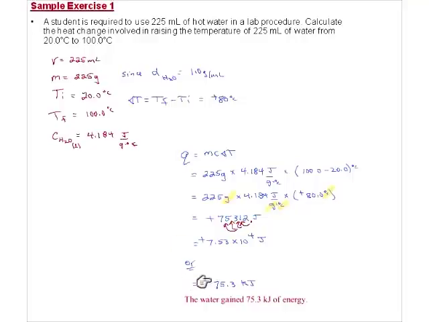Now, because this is positive, and that comes from this right here, the temperature went up. It was a gain in temperature, which means it was a gain in heat energy. So it's very important to state the plus or negative here. In this case, it's a positive value. So that means the water, which is our system, gained 75.3 kilojoules of energy. There we go.